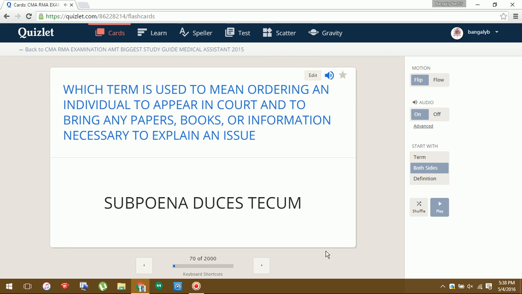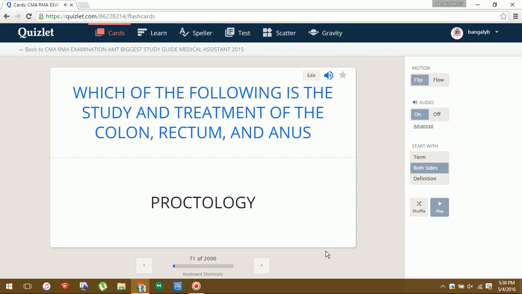Which term is used to mean ordering an individual to appear in court and to bring any papers, books, or information necessary to explain an issue? Subpoena duces tecum. Which of the following is the study and treatment of the colon, rectum, and anus? Proctology.